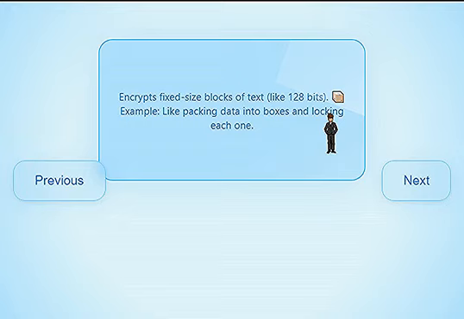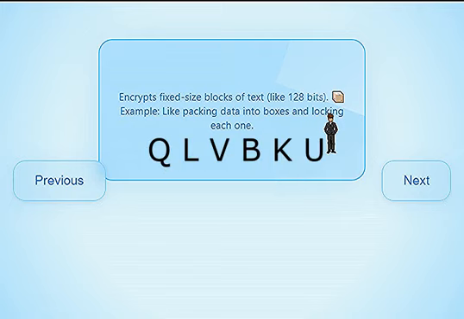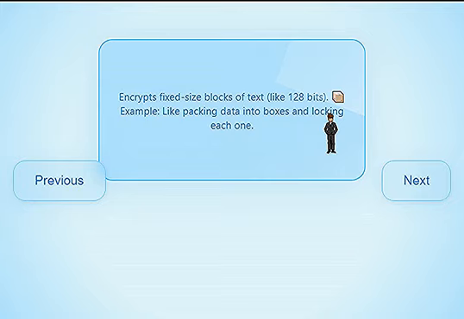First, we divide the message into 2 blocks, hello and world. Then, we encrypt each block using a key, which is a secret string of characters. The encrypted blocks would look like this: QLVBKU and MFTKWH. These blocks are then transmitted or stored securely, and only someone with the key can decrypt them.